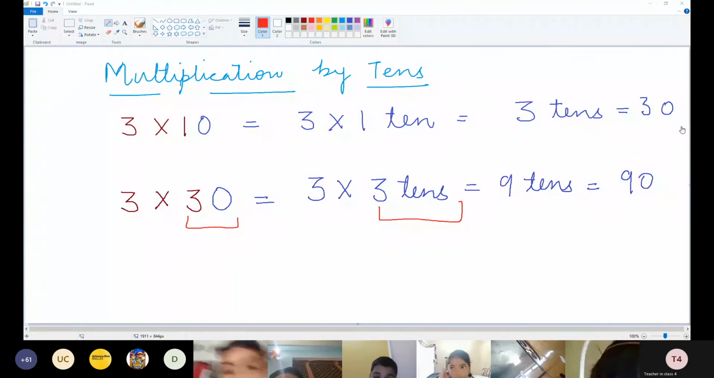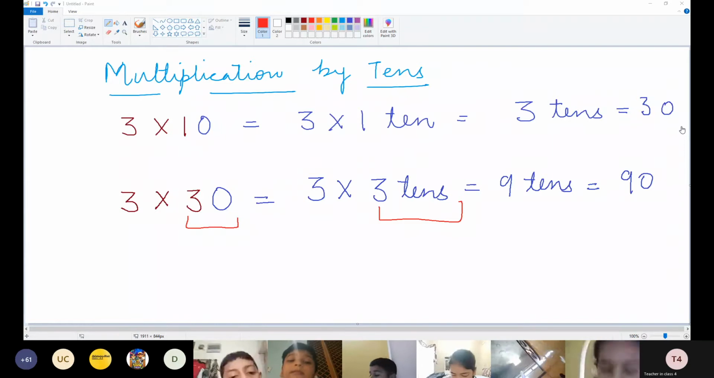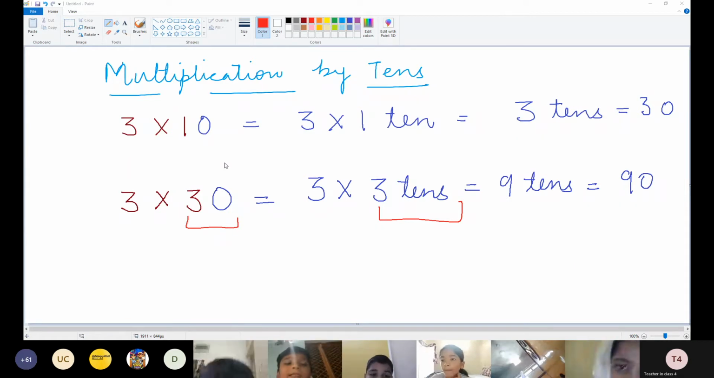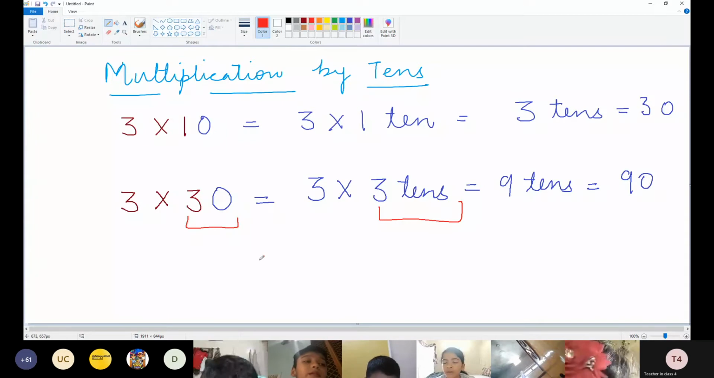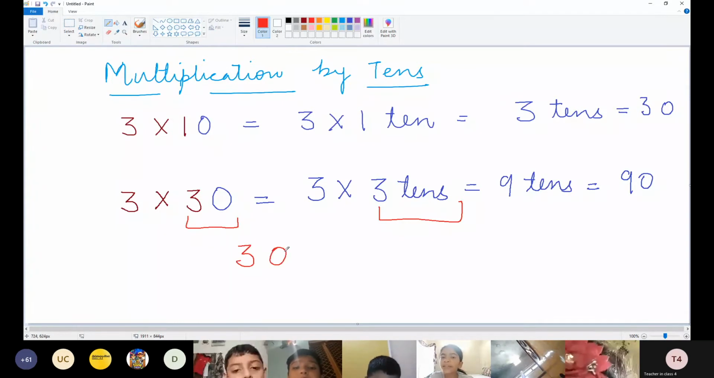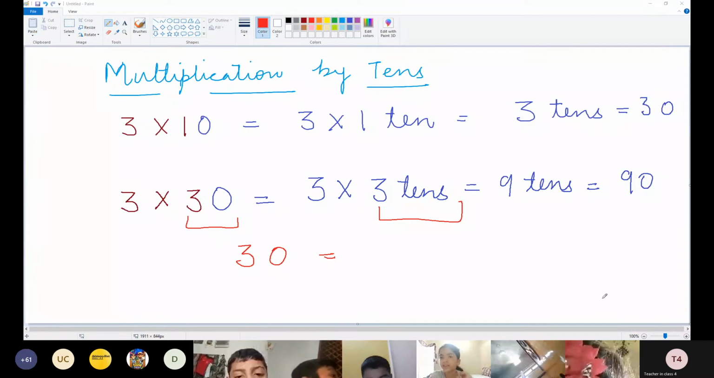Yes, children. Is Pratyush saying right? Is he correct? Archana, unmute yourself, beta. Why have I written 3 tens in place of 30? Ma'am, 3 tens is 30. No, beta, listen. Why have I written 3 tens?